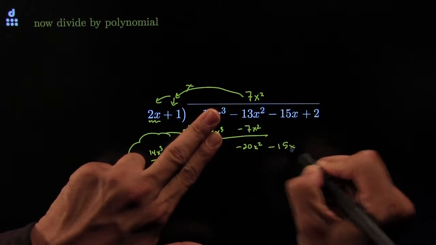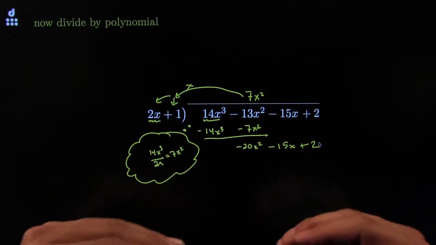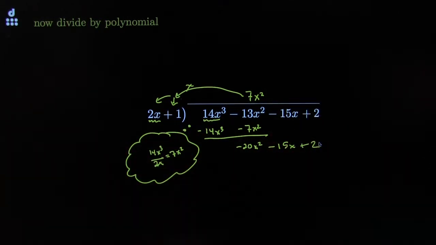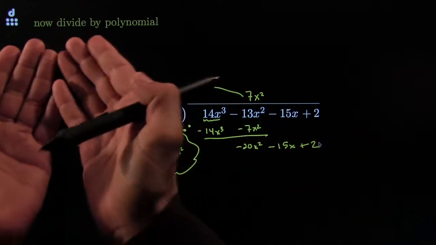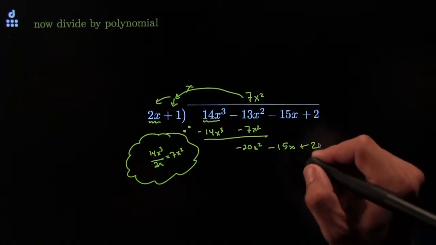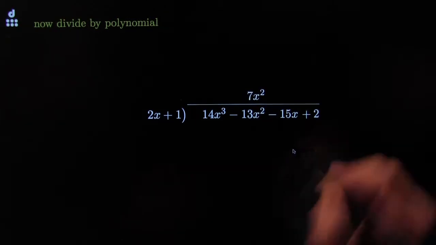You can bring down the next guys, and the process starts all over again. If you can repeat that process over and over again, you can do long division. And if you can do long division, you can divide any polynomial by any other polynomial in this manner. Okay? Alright, talk is cheap. Let's get it done.